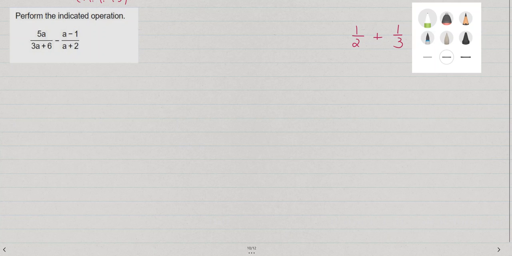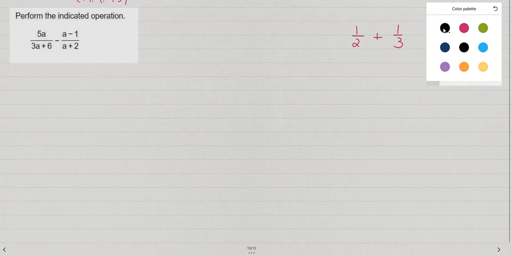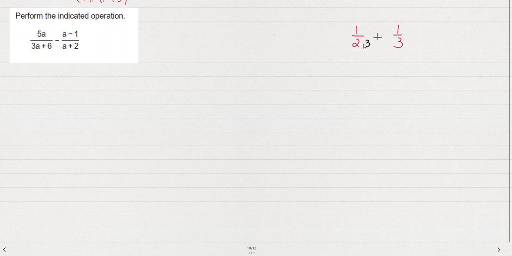When we're adding fractions, for example, 1/2 plus 1/3, do you recall that you need a common denominator? Now the common denominator in this case would be 6. So I'd multiply the 2 times 3 to get 6, and I'd multiply the 3 times 2 to get 6.